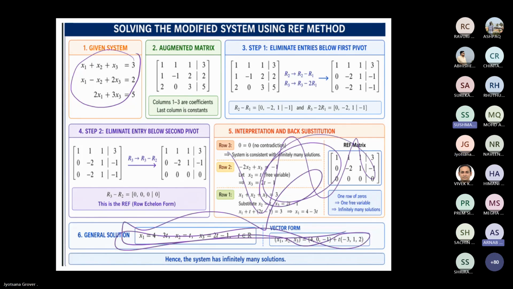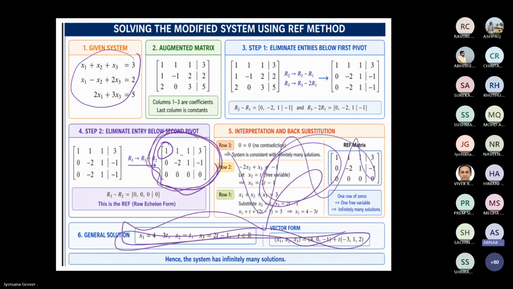Ma'am, I was just saying one thing. How it is mentioned here is also not wrong, because they are taking x2 equal to t, and so they are mentioning that x1 is a form of t, x2 equal to t, and x3 is also. So let me solve this now.